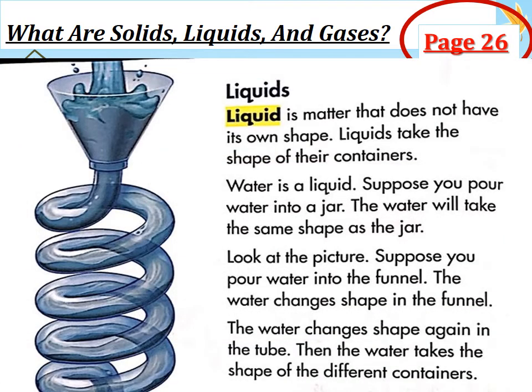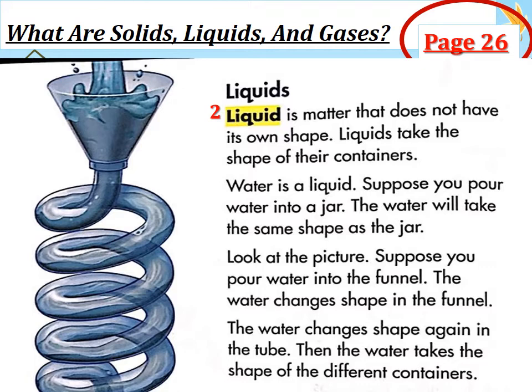Alright, we shall now have page 26. Follow me, students. We have our second state of matter. What is this? Alright, say liquids. Okay, liquid is matter that does not have its own shape. Liquids take the shape of their containers. Water is a liquid. Suppose you pour water into a jar. The water will take the same shape as the jar.